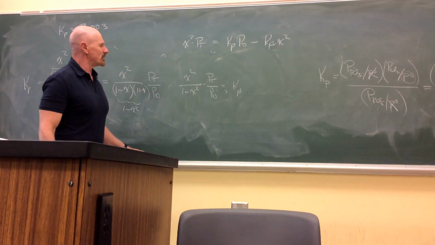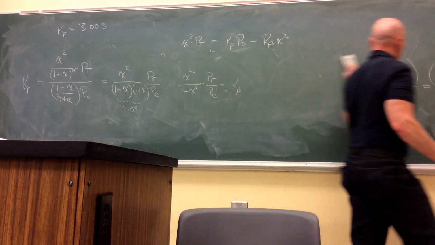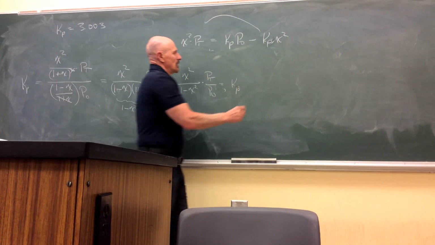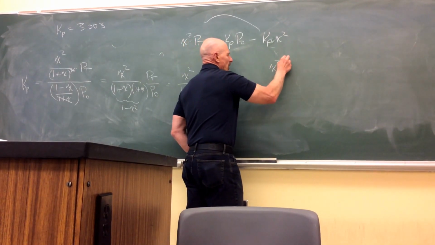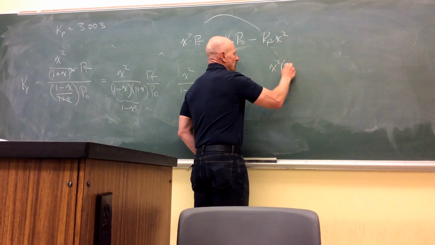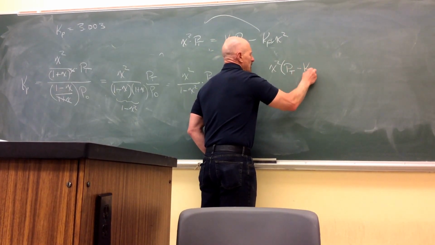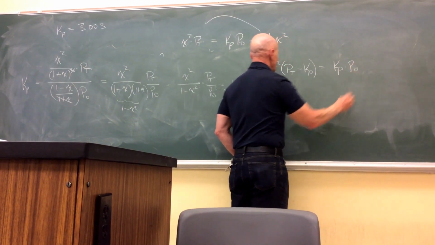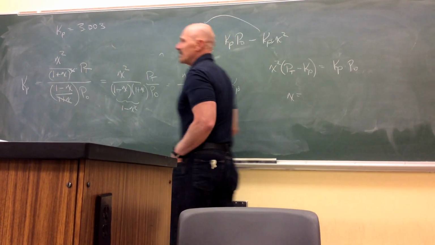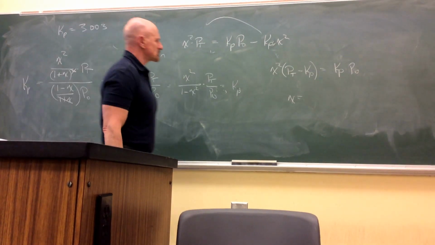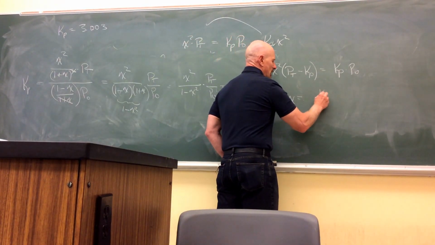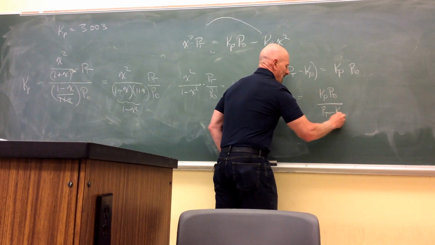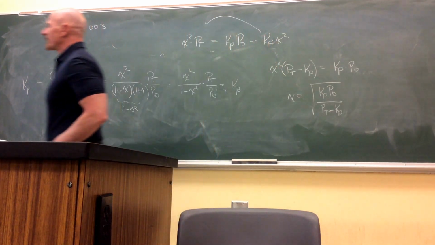So I'm going to bring the x squared to the other side and solve for it. If I take this over here, I'll have x squared times p total minus kp, and that's equal to kp times p0. So x, I think I got that right, or did I mess up? So x turns out to be the square root of kp p0 over p total minus kp.